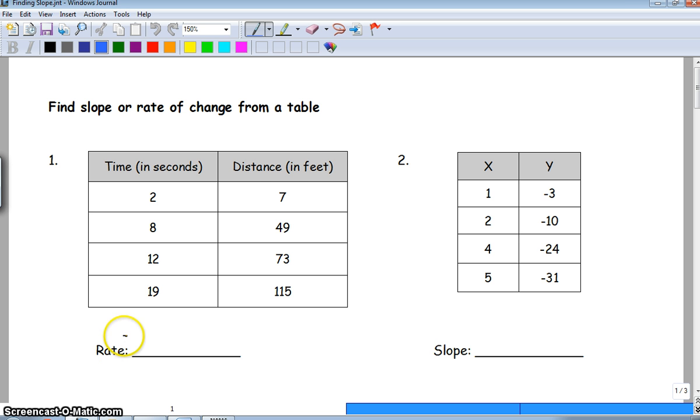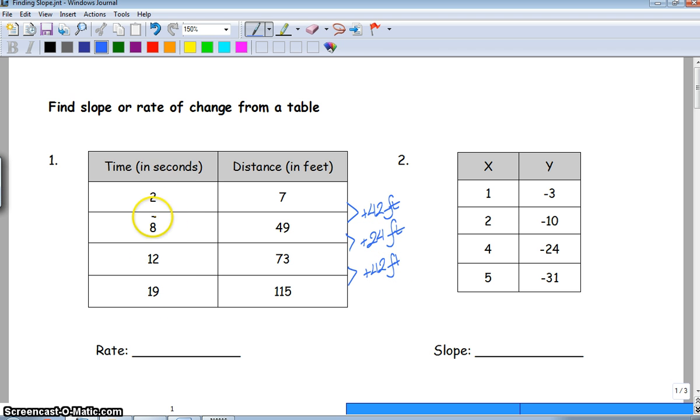Here I'm talking about the rate of change because I'm talking about time versus distance. First I'm going to find the change in my distance, 7 to 49. We go up by 42. Make sure you include units, feet. 49 to 73. We go up by 24 feet. 73 to 115. Up by 42 feet.